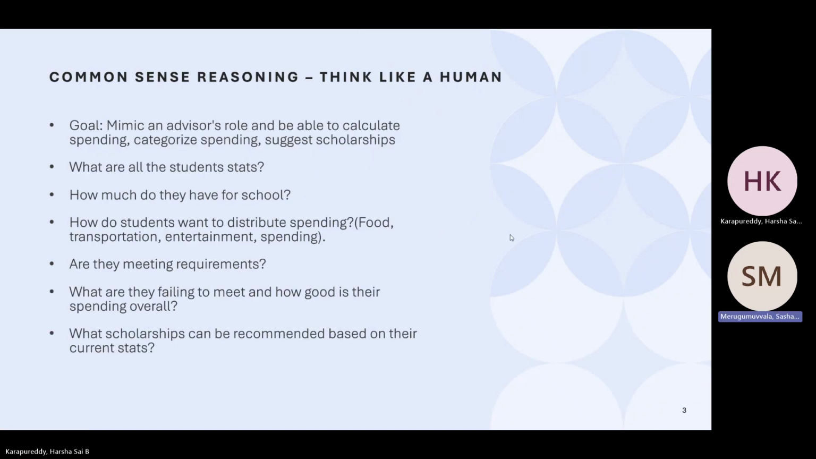The common sense reasoning for this is our basic goal with this was just to try to mimic an advisor's role and be able to calculate spending, categorize them based on levels, and then suggest potential scholarships. So here you can see some of the thinking, just like what are their stats, how much do they have for school, how do they want to distribute the spending, and then are they meeting the requirements, are they failing, and then how can we help them save?